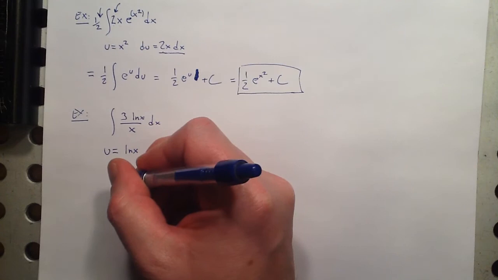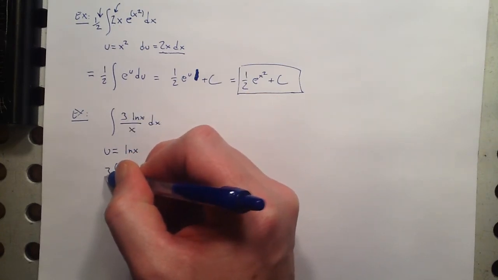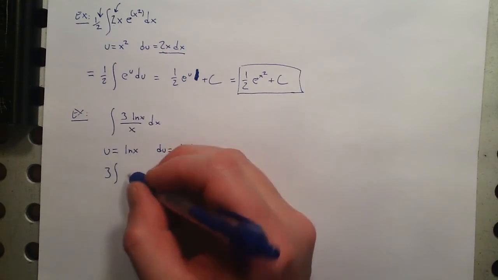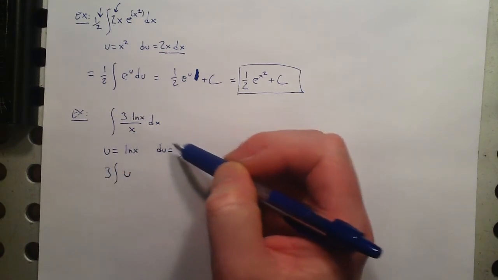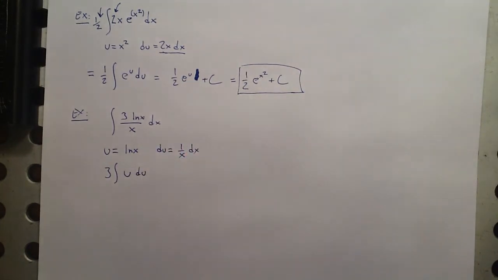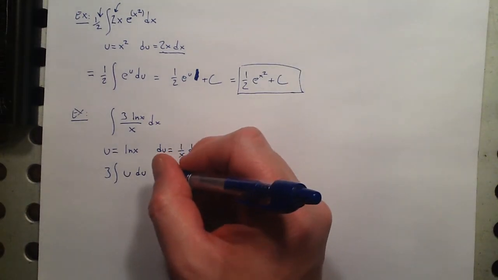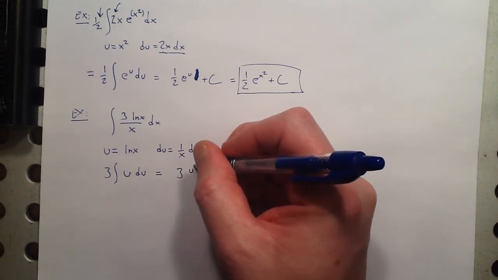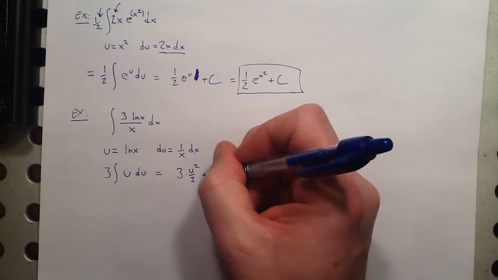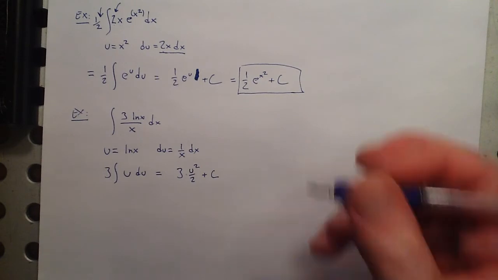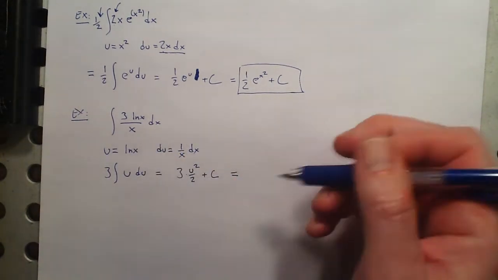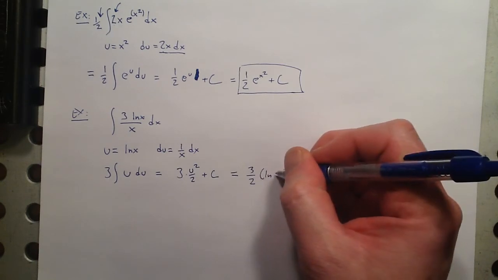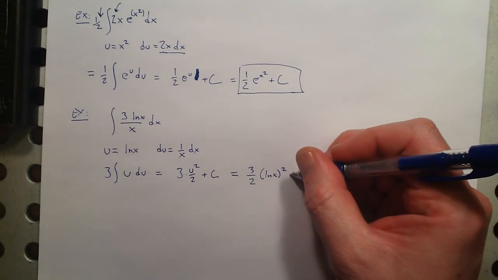Rewriting now, I'm going to go ahead and move the 3 to the outside. I don't need it to be on the inside. And then I get u, right? My u is natural log x. And then 1 over x dx, that's the du. The antiderivative of that is 3 times the antiderivative of u, which is u squared over 2, plus c. And rewriting again, I'll write that as 3/2 times u squared plus c.